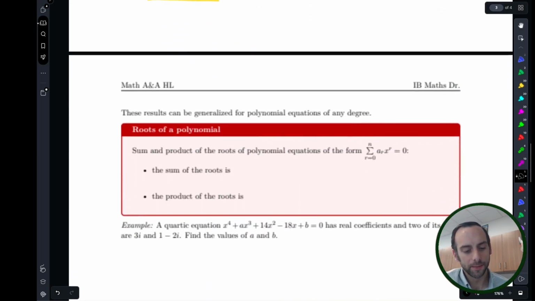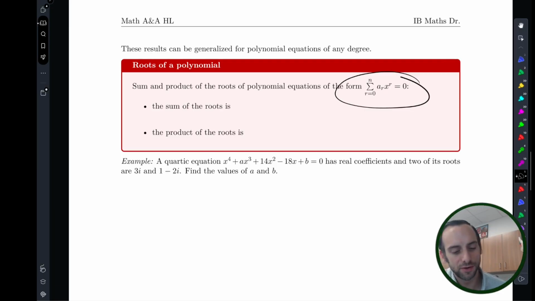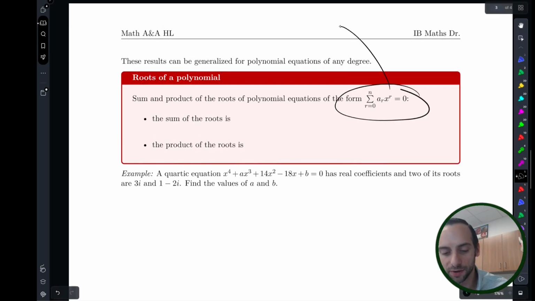So moving along, we can generalize to a polynomial of any degree. We can take this idea of sum and product of roots up to cubics, quartics, quintics, any polynomial we like. And we actually get these formulas in the formula booklet as long as we know how to read what they're telling us. They tell us the sum and the product of the roots of this polynomial equation.